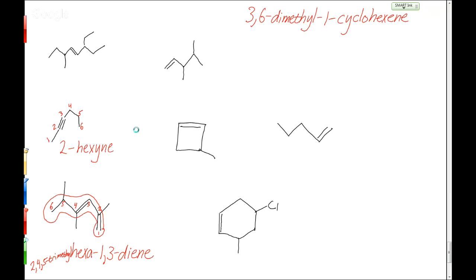That main chain word, whether it's hexine or hexene or whatever it is, doesn't include the substituents, but it does include everything in the chain. So if everything in your molecule is a part of that chain, that means there's not going to be any substituents out in front because there's nothing hanging off the chain.